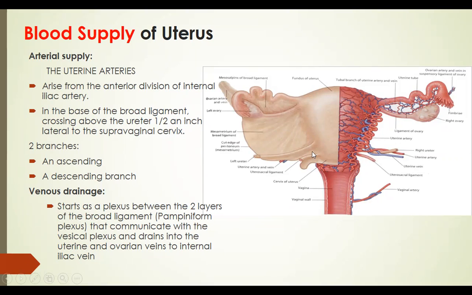This is the plexus of veins that communicates with the vesical plexus and drains into the uterine as well as the ovarian veins to the internal iliac vein. So they drain into the uterine vein, and the ovarian vein is here. Okay. And finally they drain into the internal iliac vein. So this is the blood supply of the uterus.